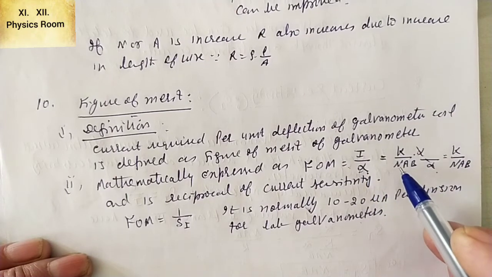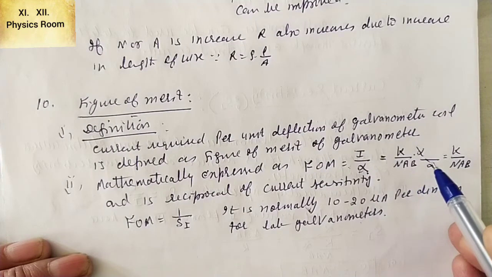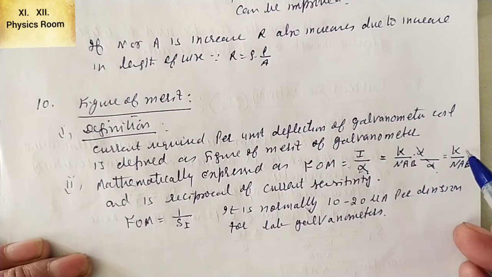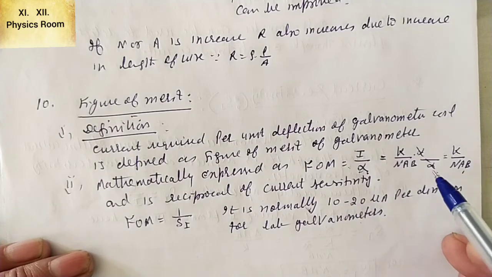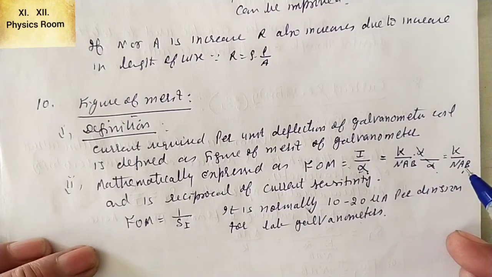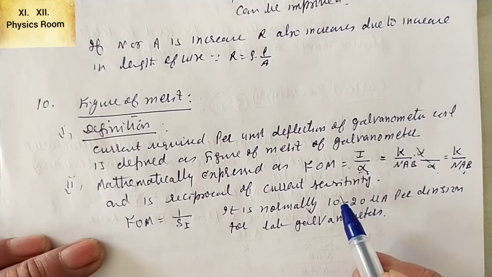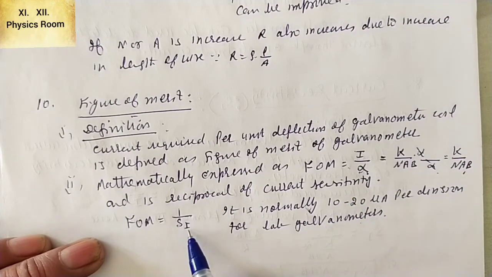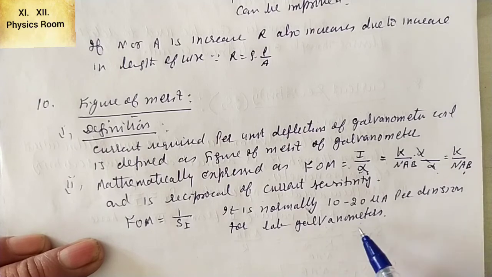And I is equal to K divided by NAB into alpha, divided by alpha. Alpha cancels, so it is equal to K divided by NAB, and is the reciprocal of current sensitivity. Figure of merit is 1 by SI, the reciprocal of current sensitivity. It is normally 10 to 20 microampere per division for laboratory galvanometers.